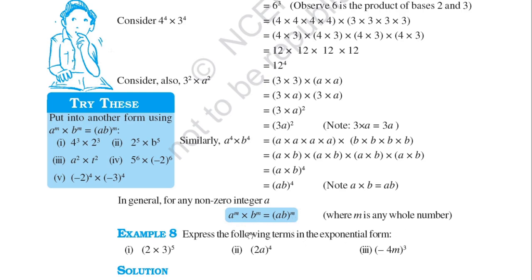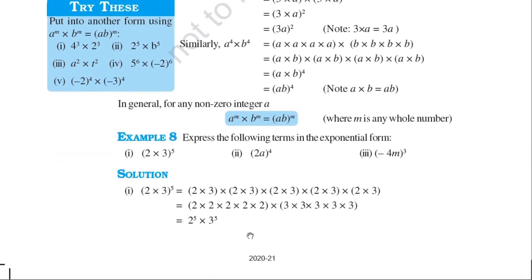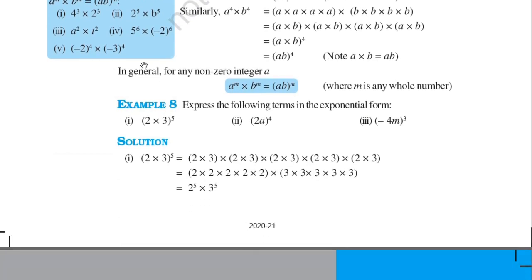So you can see the example here. Express the following in exponential form. So you have to convert it into exponential form: (2 into 3) to the power 5. You can do it like this: 2 into 3, 2 into 3, 2 into 3, 5 times. After that you separate the 2s and 3s together. So you get 2 five times and 3 five times.